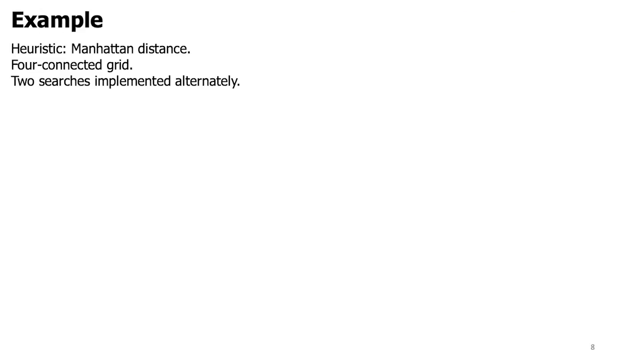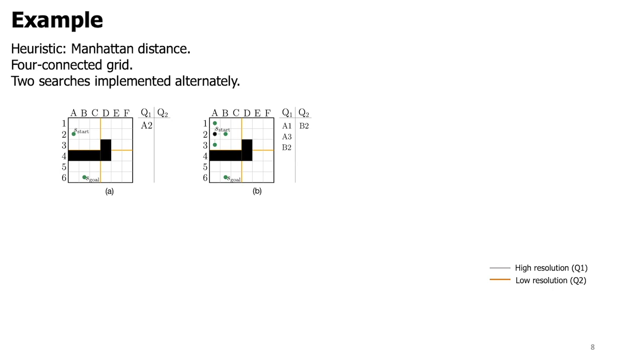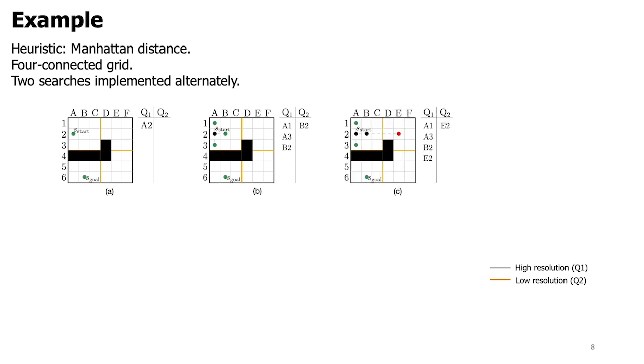Here is a simple example of how this algorithm works on a 4-connected grid map. This time, we have two resolutions in gray and orange, respectively. The heuristic is Manhattan distance. In figure A, the search started at state A2. In figure B, A1, B2, and A3 are produced as successors of A2. They are inserted into the high-resolution queue. Apart from that, B2 is also inserted into the low-resolution queue. In figure C, state B2 is expanded, its successor E2 is generated and inserted into both Q1 and Q2.